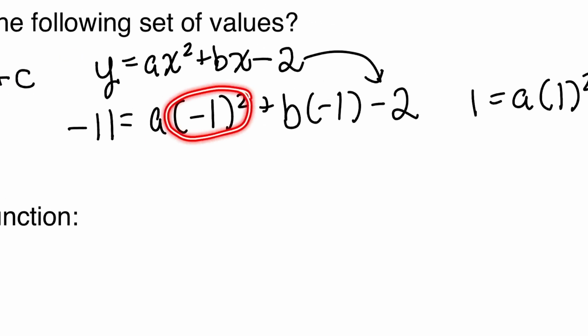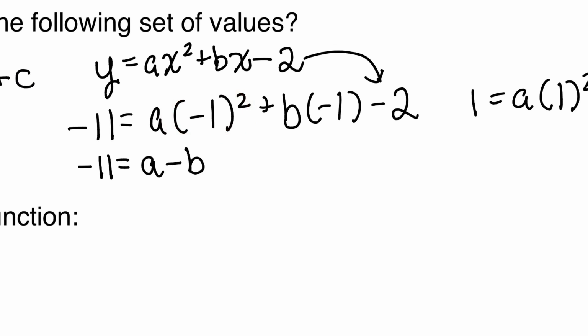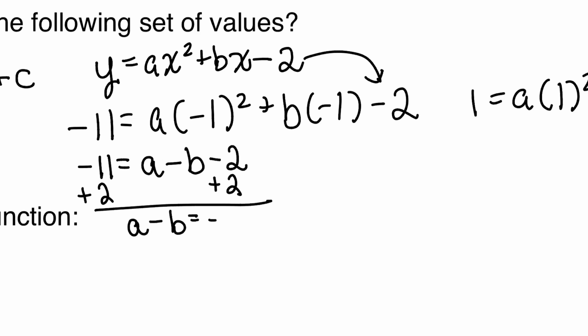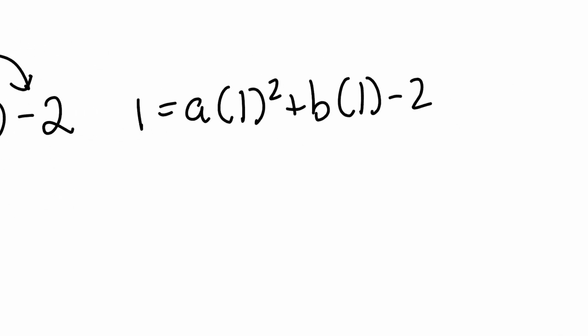-1 squared is 1 times a, which is just a. -1 times b is minus b. -2 is there along for the ride. Add 2 to both sides. So then we get a minus b equals negative 9. Okay, that's our first equation that we're going to deal with.